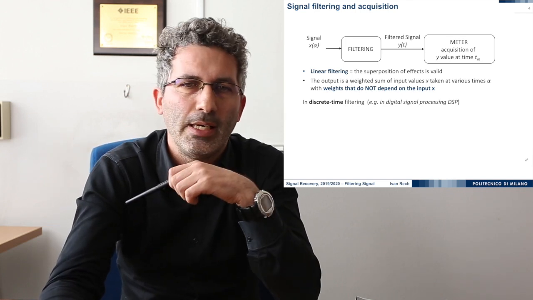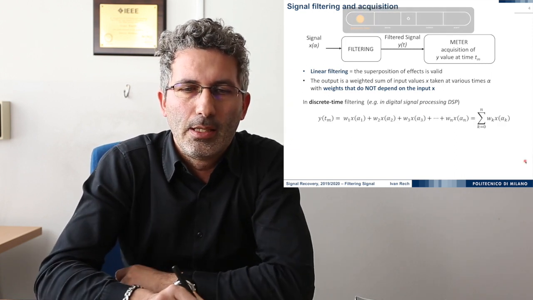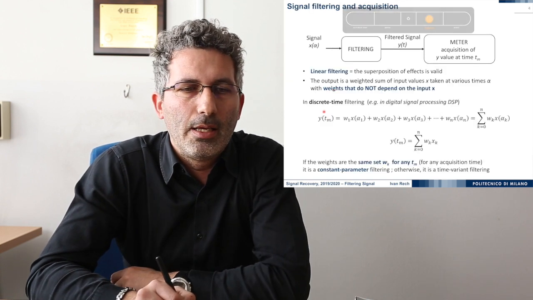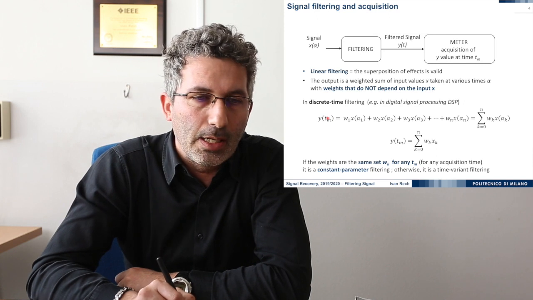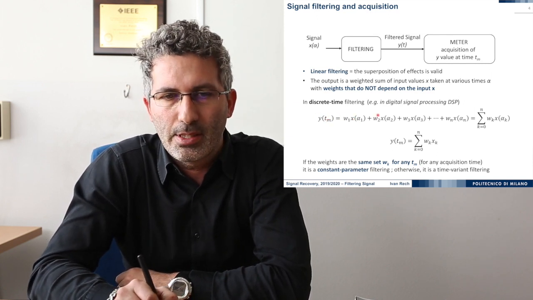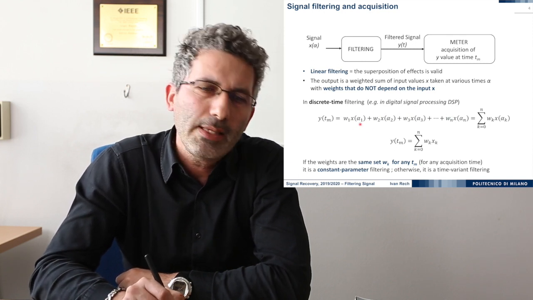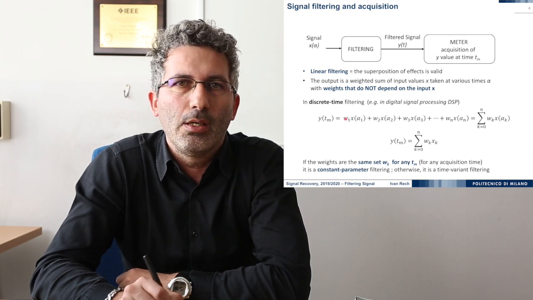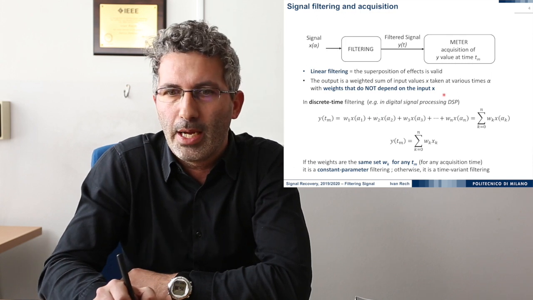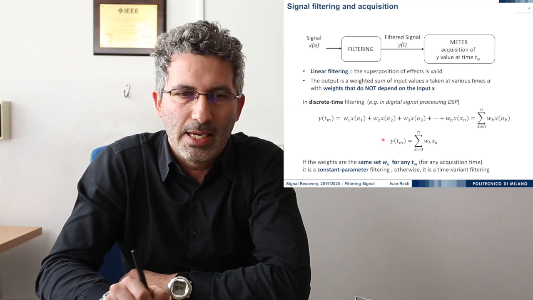So let's try to write the output. The output at time Tm is equal to the sum of the value X of the input times the weight that I use for that particular time. So I can write the sum in a compact way, and if you prefer, this is the result.